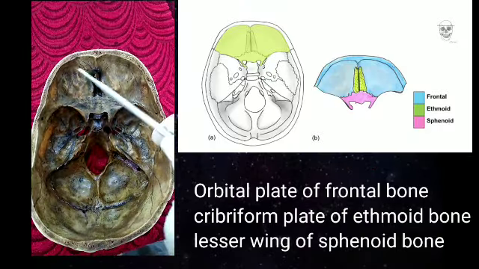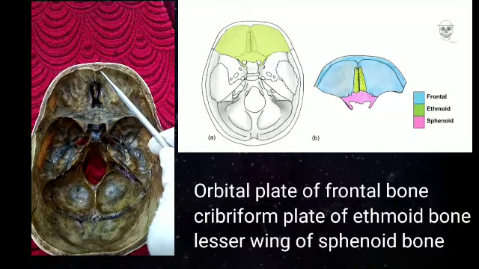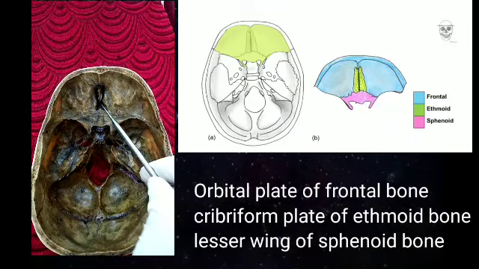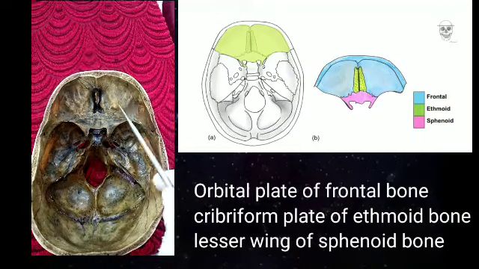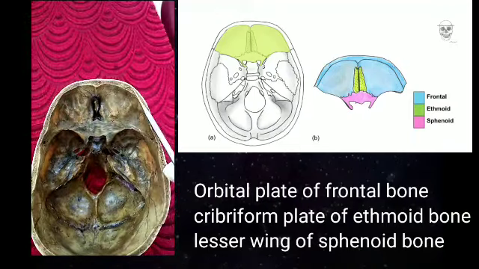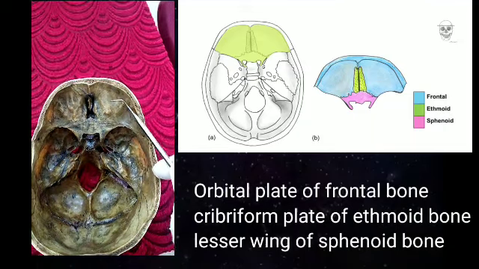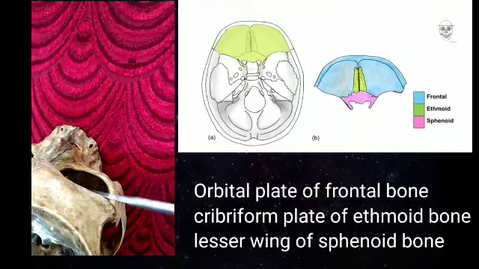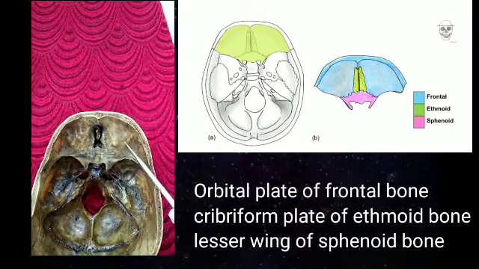Anterior cranial fossa is the anteriormost part. The bones seen here are: in the midline we have the cribriform plate of ethmoid, and on either side we have the orbital plate of frontal bone. So this is the region of the frontal bone, and from the frontal bone we have the orbital plate. This will form the roof of the orbit. So anteriorly we have the bony orbit. Its roof is formed by the orbital plate of frontal bone.